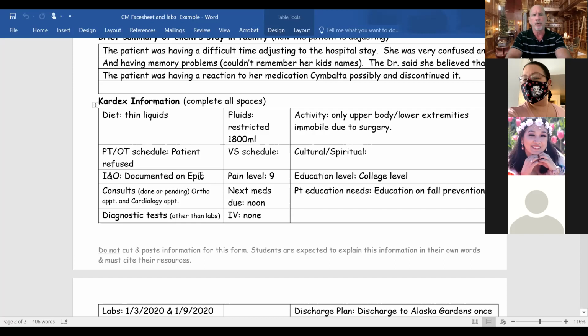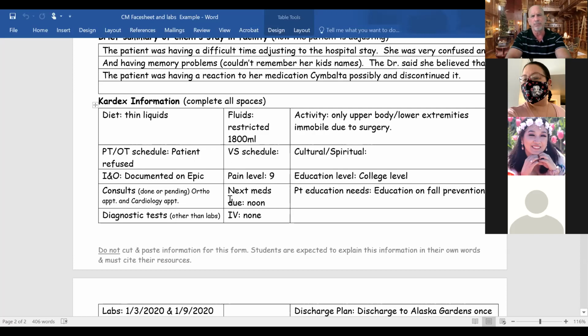I's and O's you record on the computer. Pain level, you always want to keep an eye on that for their level. Education level, if you want to fill that out. This kind of helps when it comes to patient teaching. You know, you're going to talk to somebody with a master's degree in biology, you're going to talk to them a little different than the person that dropped out of high school. Any particular consults coming in that day?